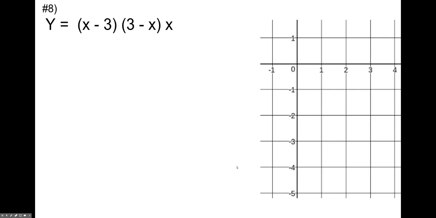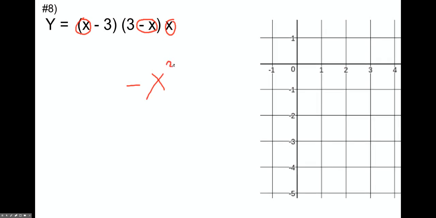Number 8. Again, pause the video, give it a try. So for this one, you have 3 x's. So that means you have a degree of 3. That means it's going to be an S shape. But if you circle the x's and focus your attention on the x's, you notice that one of them is negative. So this first one is a positive x, but this second one is a negative x. And then the third one is a positive x. So that means it's a negative x to the third power because of that negative in the middle.